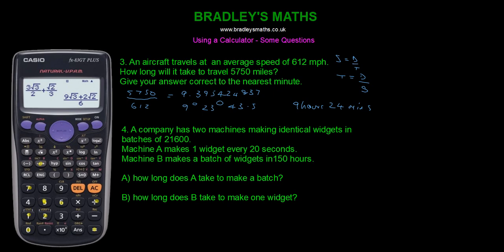Okay, number 4. A company has 2 machines making identical widgets in batches of 21,600. Machine A makes one widget every 20 seconds. Machine B makes a batch of widgets in 150 hours. Okay, let's clean the calculator off and get our highlighter ready. So, how long does A take to make a batch?